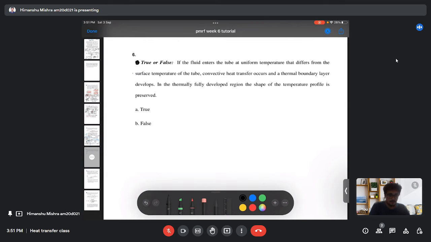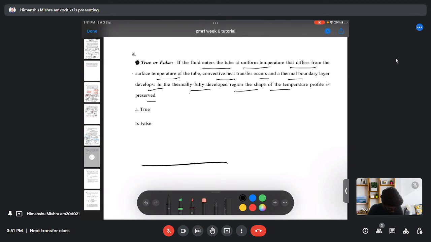So it's a true and false problem. We just need to determine whether the statement is correct or not. The statement says that if the fluid enters the tube at a uniform temperature that differs from the surface temperature of the tube, convective heat transfer occurs and the thermal boundary layer develops. In the thermally fully developed region, the shape of the temperature profile is preserved. So this is actually the correct statement.